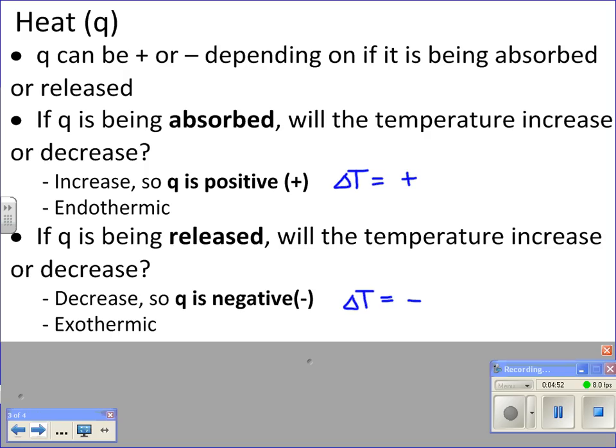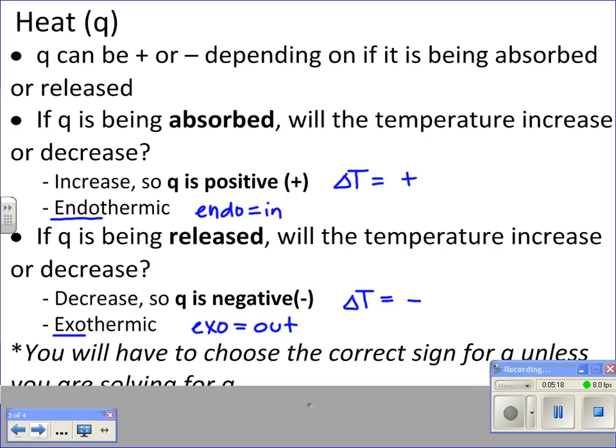Ways to remember this. If you look at the prefix endo, endo means in. Think of an endoskeleton. You have an endoskeleton that is inside your body. Exo means out. Some kids remember this. They think of exit, like you go out. Exo means out, like an exoskeleton, like some insects have.